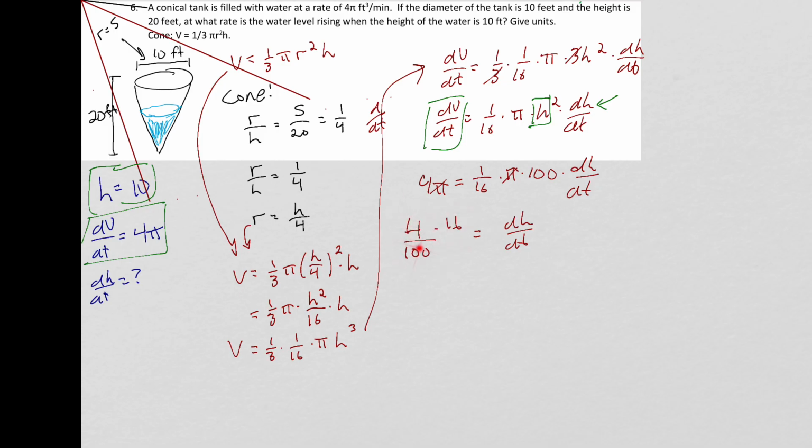If you had to use a calculator to get this, I feel like it'd be pretty reasonable, but I'm trying to show how it can be done without one. So 4 over 100 is the same as 1 over 25, times the 16 is equal to dh over dt. So I'm going to write that as dh over dt equals 16 over 25. And what are my units? Well, it's the height. So it's going to be feet per, what's my time unit? Minute.